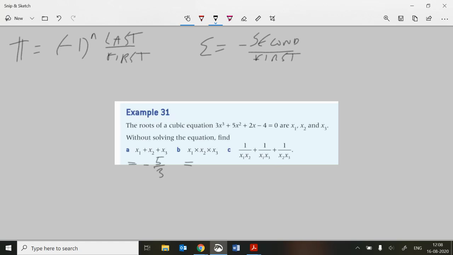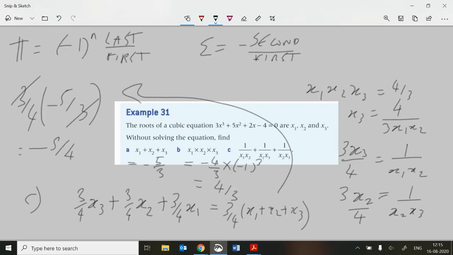For the next one, we've got x1, x2, x3. Again, we're doing the last term here divided by the coefficient of the first term, which is 3, and then times by minus 1 to the power of 3. Minus 1 to the power of 3 is going to give us minus 1, so the answer here is going to be 4/3.